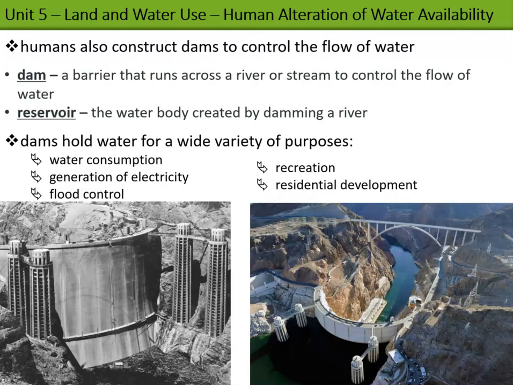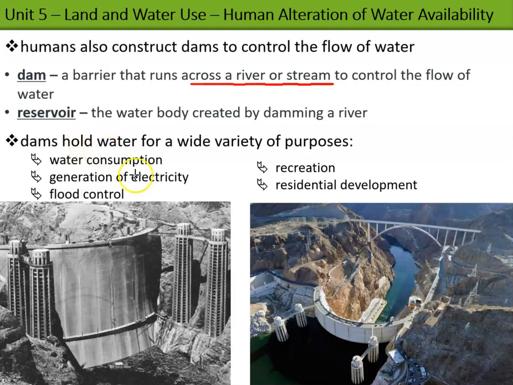Another famous alteration of water that humans undertake is the construction of dams. This is to control the flow of water. There are a lot of different reasons that humans do this, but a dam is a barrier that runs across a river or stream, and it controls the flow of water. Now, when a dam is built, the river or stream on the upstream side of the dam essentially fills up and becomes a lake. And this kind of lake is called a reservoir. It's a water body that's created by damming a river.